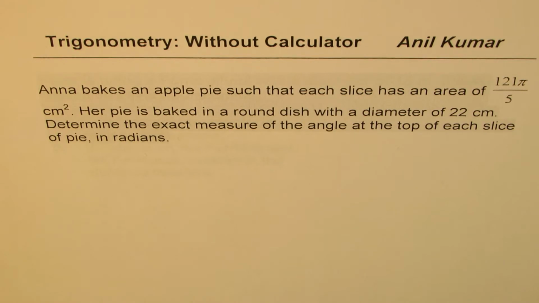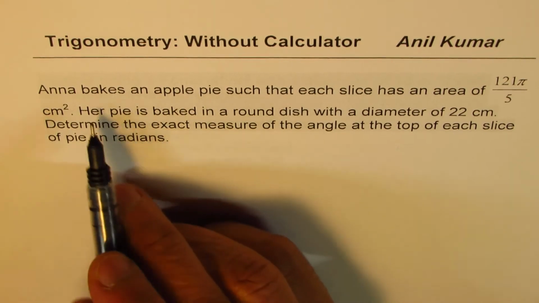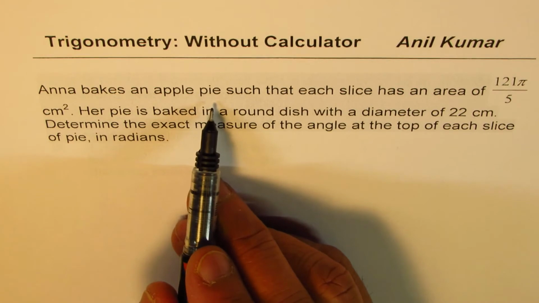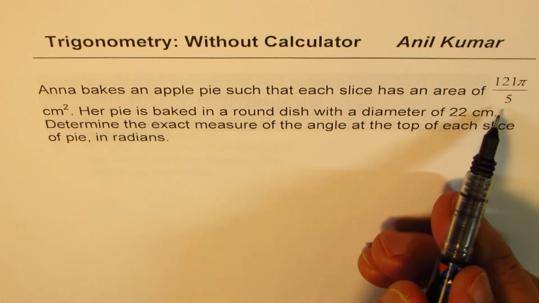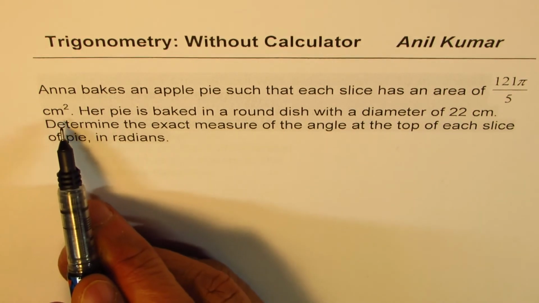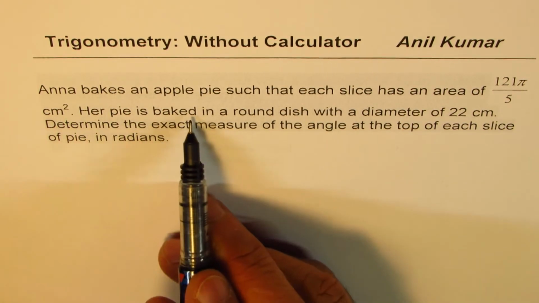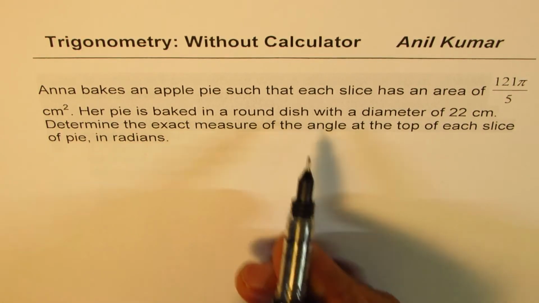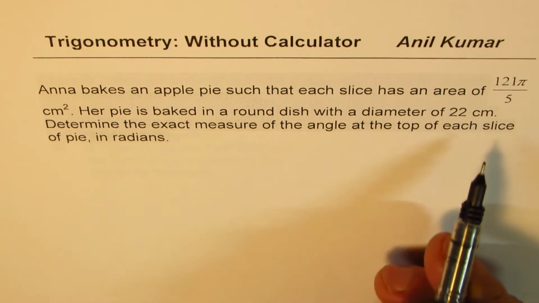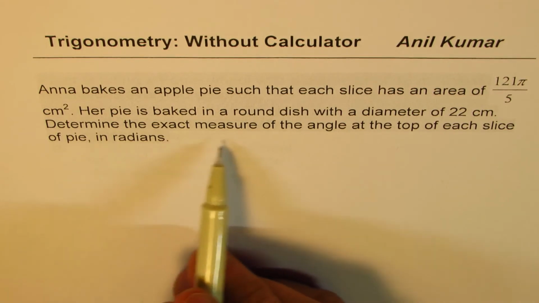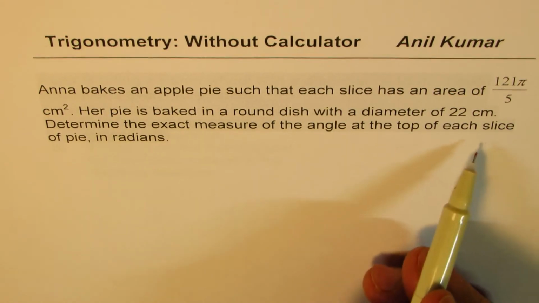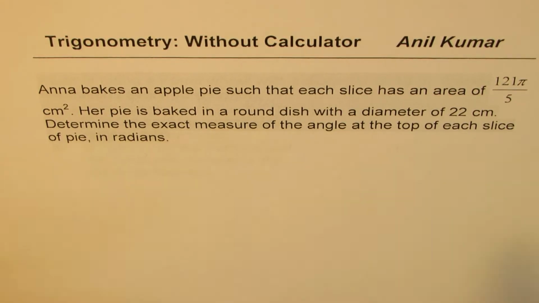The next question here is, Anna bakes an apple pie such that each slice has an area of 121 pi over 5 centimeters square. Her pie is baked in a round dish with a diameter of 22 centimeters. Determine the exact measure of the angle at the top of each slice of pie in radians.